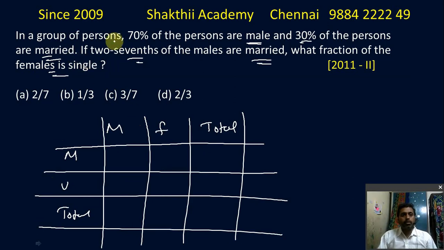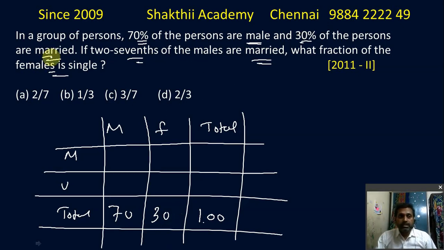Now it is given in a group of persons, 70% of the persons are male. First of all, they are talking in terms of percentage, so to answer the question in an easy way, I'll consider all people totally as 100. 70% of the persons are male. That means out of 100, 70 people are male. That means the remaining 30 are female.